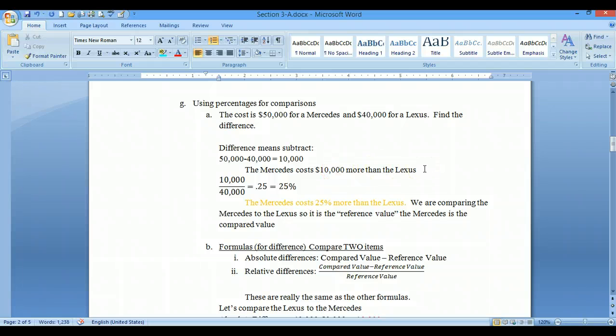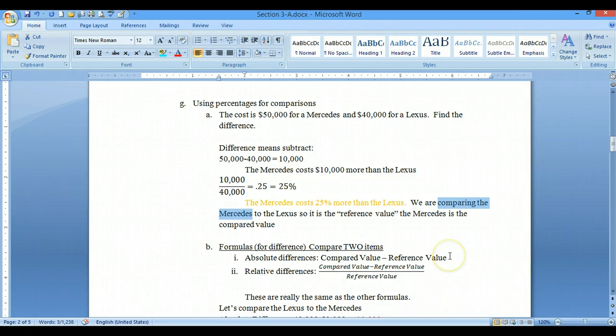If I want to find the relative, I would do the 10,000 divided by the 40, and I get 0.25, and the Mercedes costs 25% more than the Lexus. So we are comparing the Mercedes to the Lexus, and so the Lexus is the reference value, and the Mercedes is the compared value. And the way I like to think about this is compare or compared will always come before the compared value. So comparing Mercedes, there you go. So the next one will be the reference value.